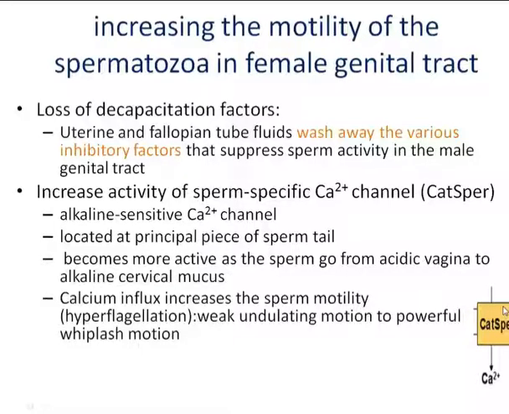When the calcium gets influxed, you already know calcium is involved in the motility of the sperm, so the flagellar motility will be tremendously increased. This is hyperactivation. Previously the movement of the sperm was a weak undulating motion. Now that will convert into a powerful whiplash motion. So the motility of the sperm increases due to the influx of calcium through the CatSper calcium channel when the sperm reaches the alkaline medium. Am I clear?